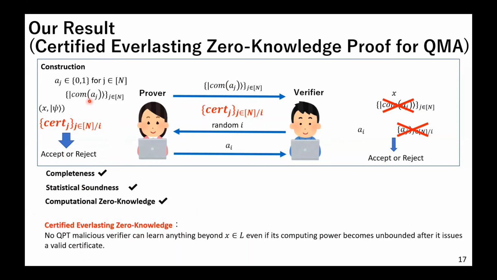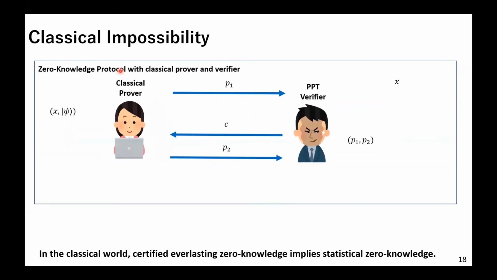In our work, we have constructed a certified everlasting zero knowledge proof for QMA by using quantum mechanics. Note that quantum mechanics is essential for our construction. Finally, I will explain the reason why quantum mechanics is essential in the next slide. In the classical world, certified everlasting zero knowledge implies statistical zero knowledge. So in the classical world, we cannot construct a certified everlasting zero knowledge proof for QMA or NP.